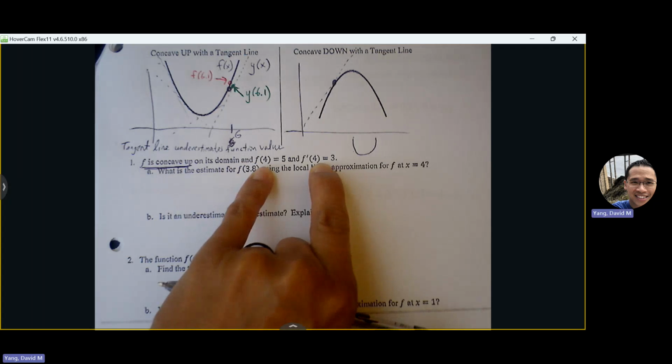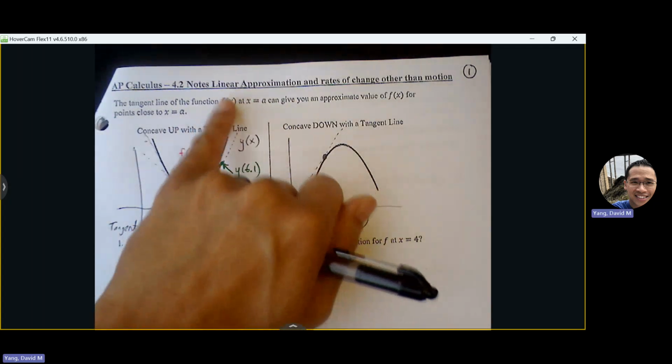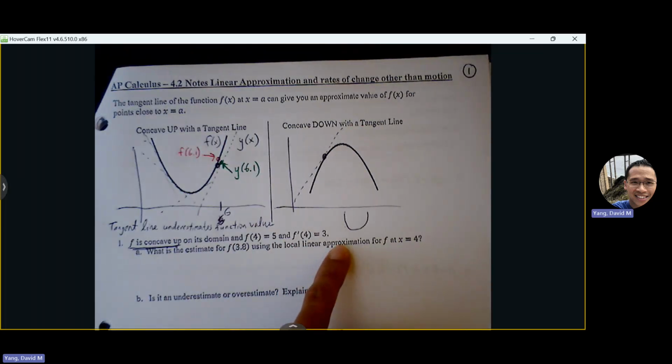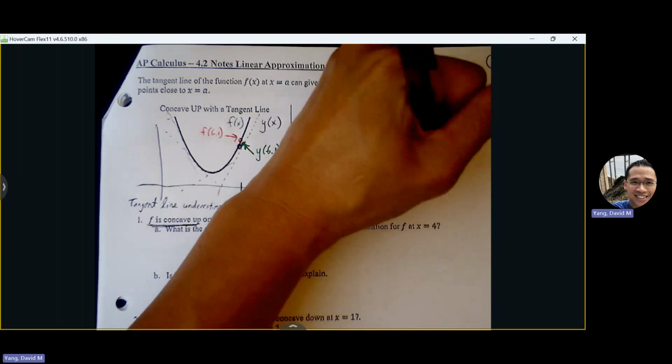Okay. Now, we call this a local linear approximation. Basically, we want to find an approximation using a linear graph that is close to the point of tangency. So it's local, it's close to the point of tangency. The first thing we do is we want to build that tangent line.